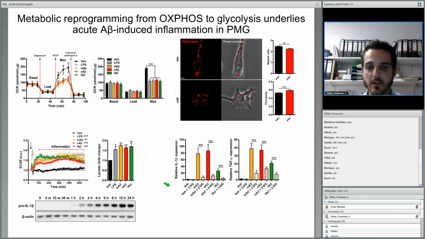And as you can very well see, this pretreatment with 2DG in all different forms of the A beta peptide leads to a decrease in the RNA expression of interleukin-1 beta or TNF alpha, suggesting that it blocks this pro-inflammatory shift of the primary microglia cells.